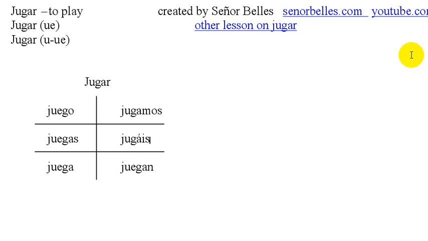So we're going to take a look at the verb jugar in Spanish. The verb jugar means to play, and what I'm going to do for you is point out a few things about the verb and also give you an activity to practice it really, really quick.